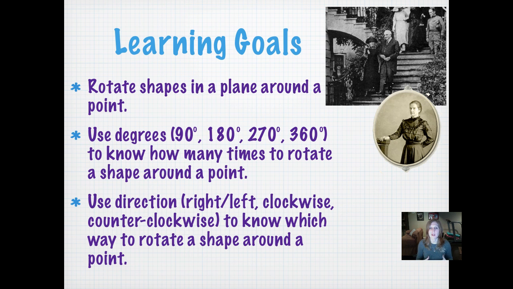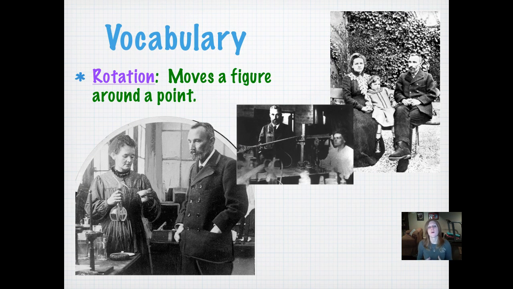We're going to rotate shapes in a plane around a point. Rotations always occur around a point. We're going to use the degrees 90 degrees, 180 degrees, 270 degrees, and 360 degrees to know how many times to rotate a shape around a point. And we're going to use directionality, the directions of right, left, clockwise, and counterclockwise, to know which way to rotate a shape around a point. So in a rotation, again, our vocabulary, you must write this down: rotation moves a figure around a point.